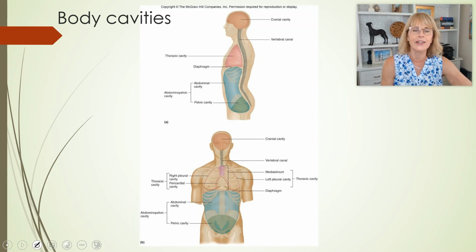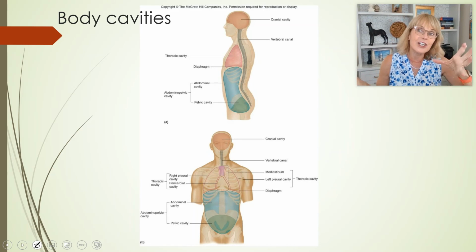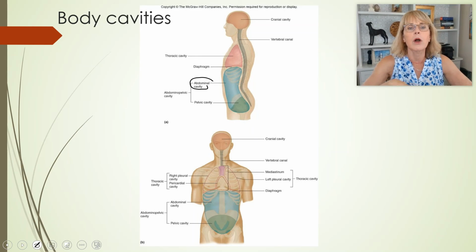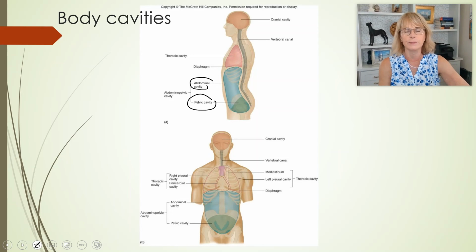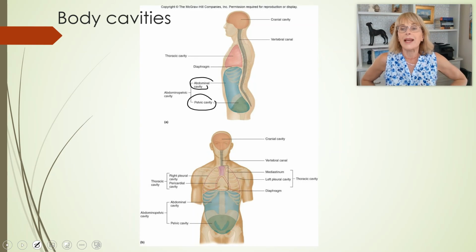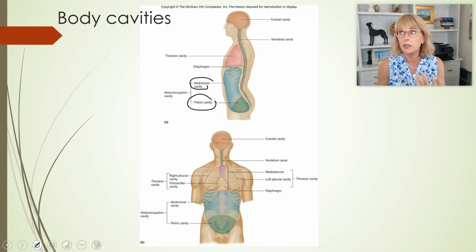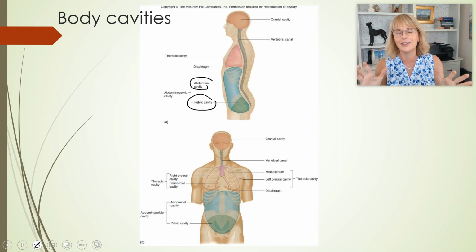Because the abdominopelvic cavity is just divided up into 2 regions: the abdominal cavity, where almost everything lives, and the pelvic cavity, where there isn't very much. So what's in the abdominal cavity? Well, it's everything south of your diaphragm. Everything that's not in your chest is going to be in either the abdominal cavity or the pelvic cavity. So your kidneys, your liver, your stomach, all of your intestinal tract, small intestine, large intestine, pancreas, appendix. All of those things are in the abdominal cavity.